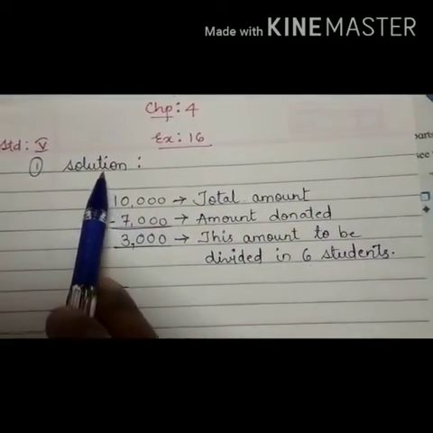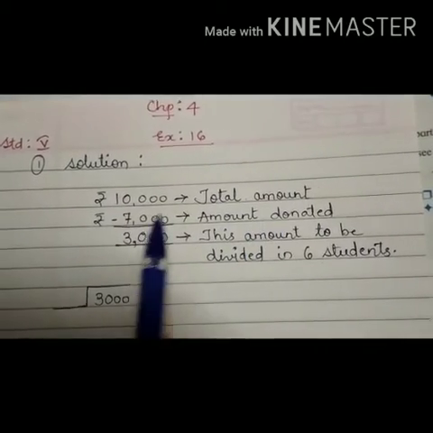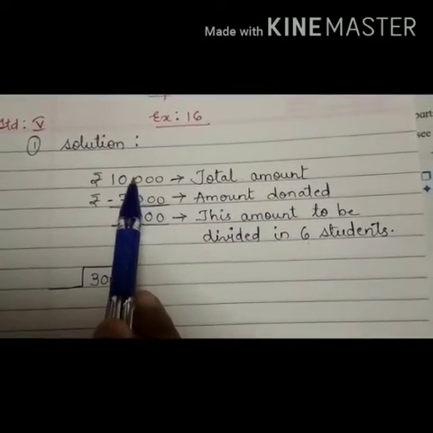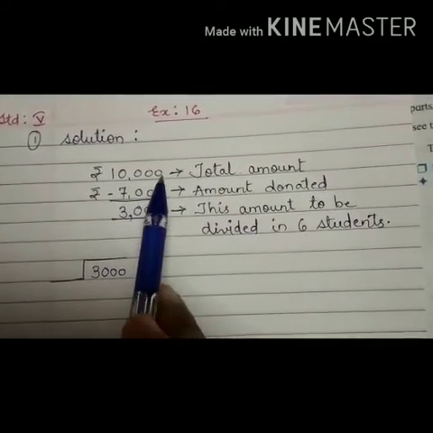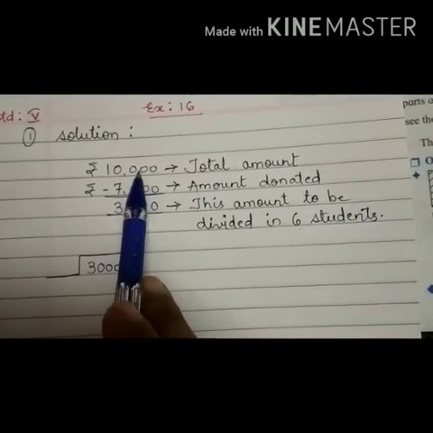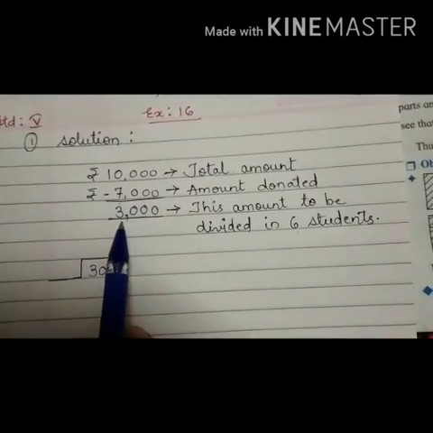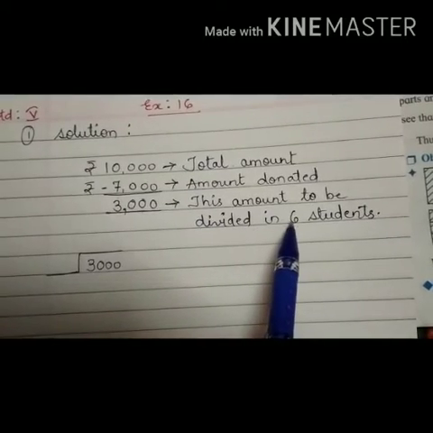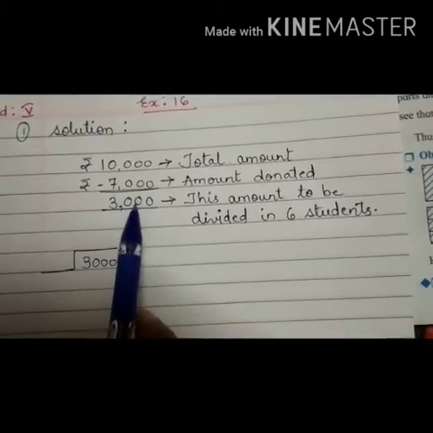Let's start. Now, our solution. 10,000 is the total amount, and 7,000 is the amount donated by Anna. Now, when you subtract 7,000 from 10,000, what answer will you get? 0 minus 0, 0. 0 minus 0, 0. 0 minus 0, 0. 10 minus 7, 3. So the amount that is supposed to be divided among 6 students is 3,000.